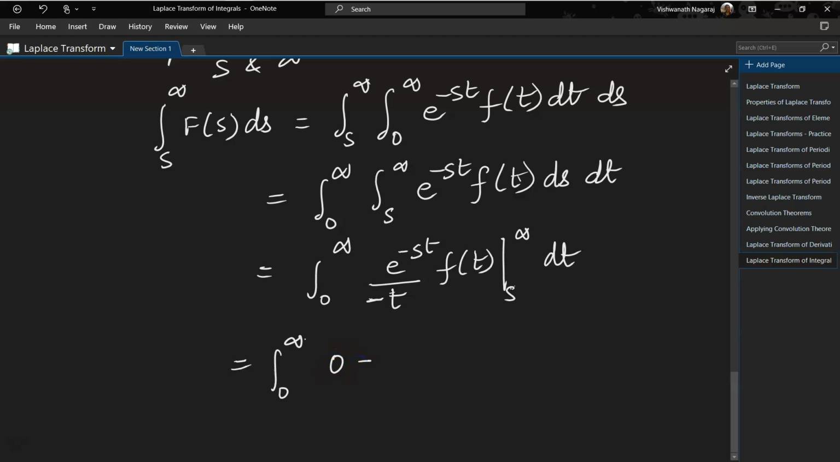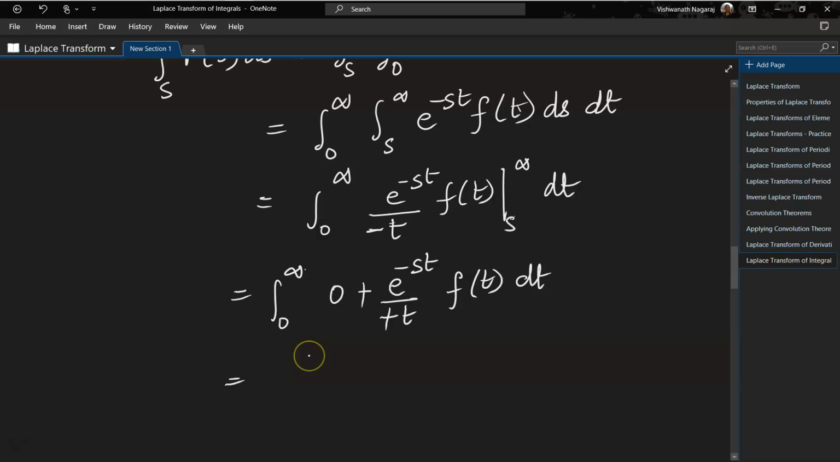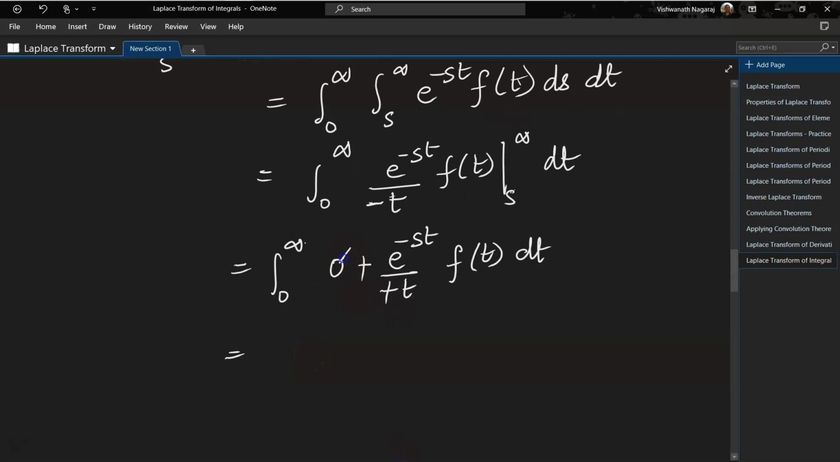So 0 minus, now substitute s. We literally don't have to do anything. So e to the power of minus st by minus t. Right? This minus and minus gets cancelled and we are left with f of t dt. Now let's take, this is plus, so we can ignore this 0. So 0 to infinity of, let's put this t divided by t along with f of t dt by t.